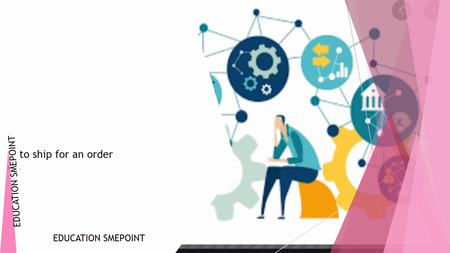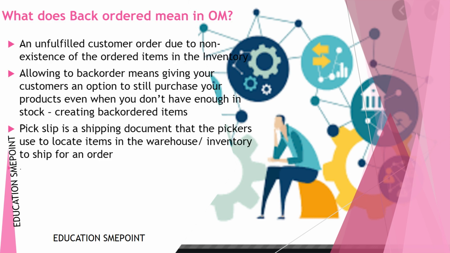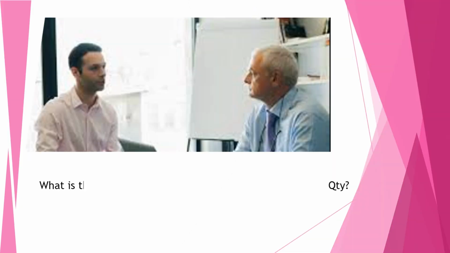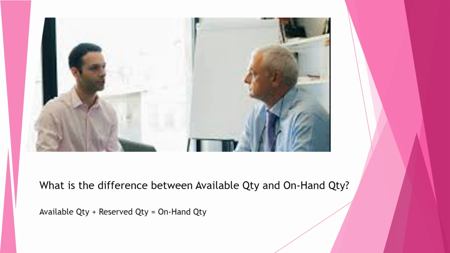Selling. What does backordered mean in order management? An unfulfilled customer order due to non-existence of the ordered items in the inventory. Allowing backorders means giving your customers an option to still purchase your products even when you don't have enough in stock, creating backordered items. A pick slip is a shipping document that the pickers use to locate items in the warehouse or inventory to ship for an order.